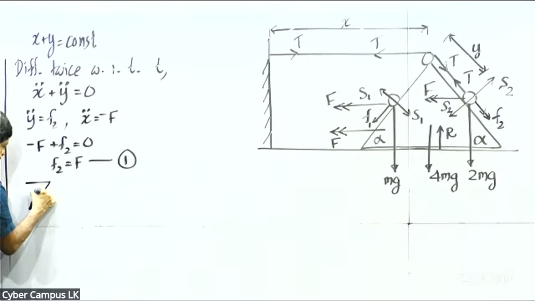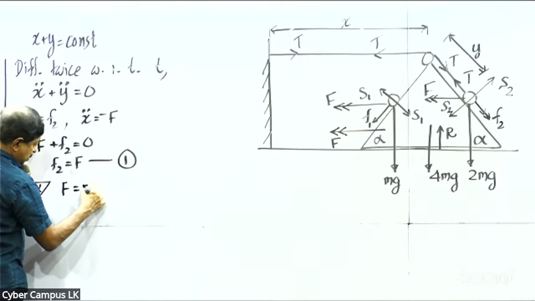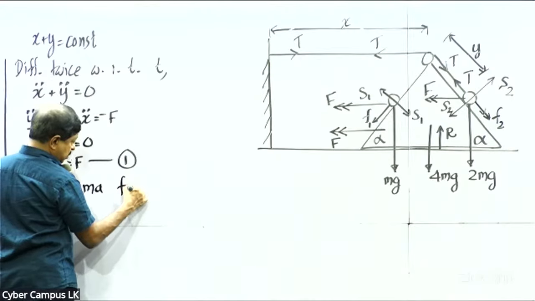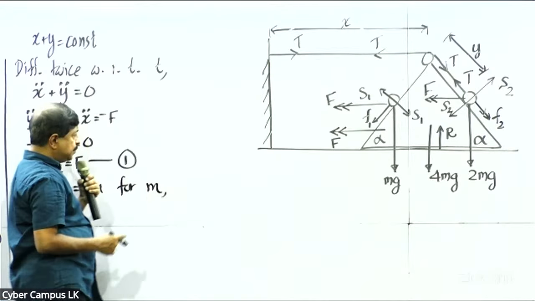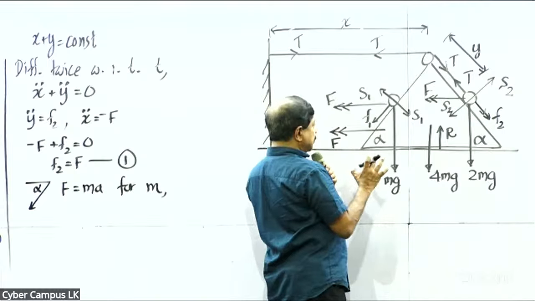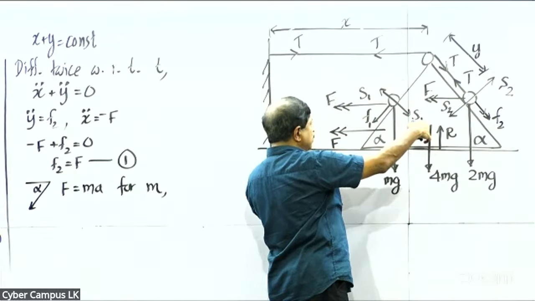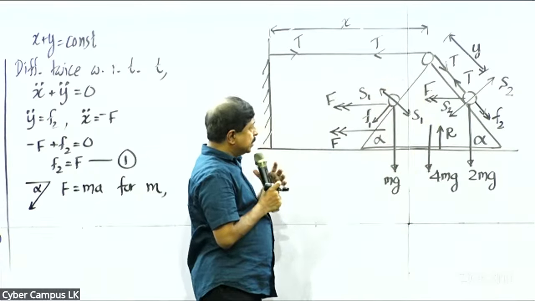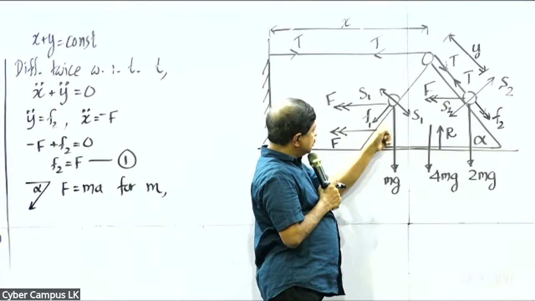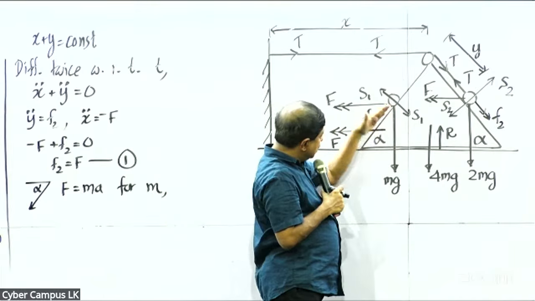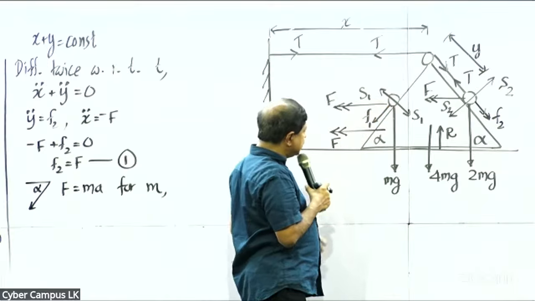Applying F equals MA for M. Now the forces, okay, SC is gone. No string is attached to that, but this is 90 minus alpha. So mg cos(90 minus alpha) means mg sin alpha.